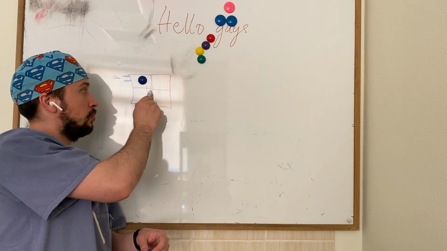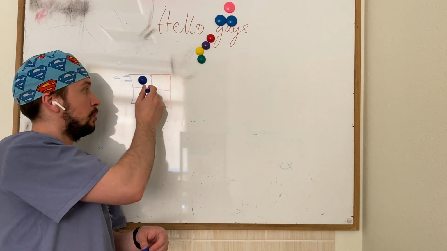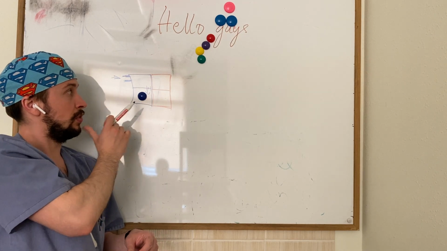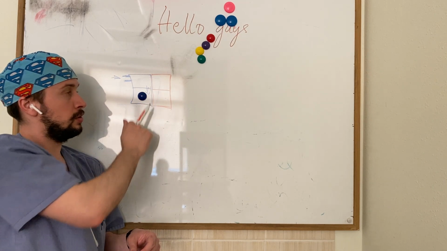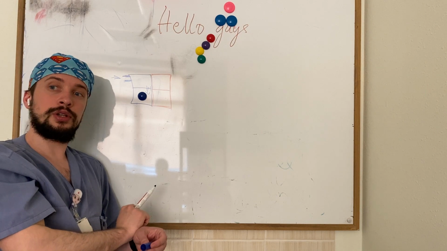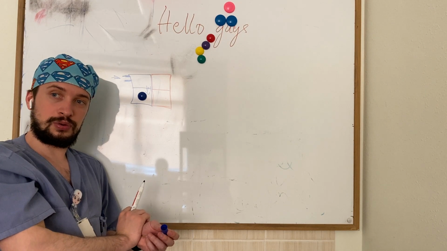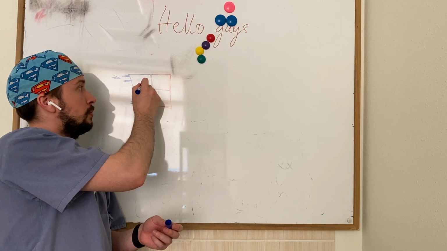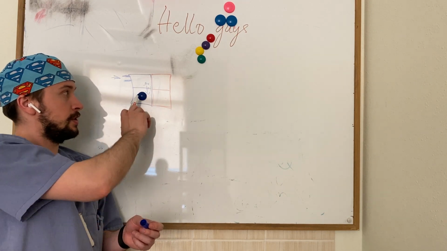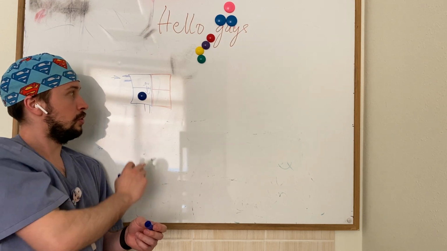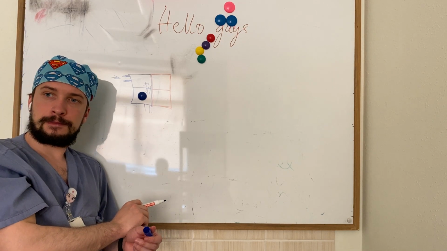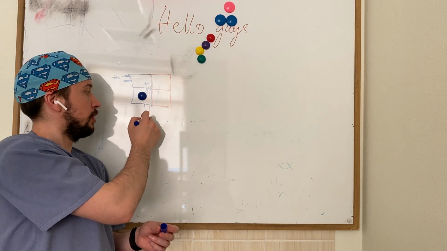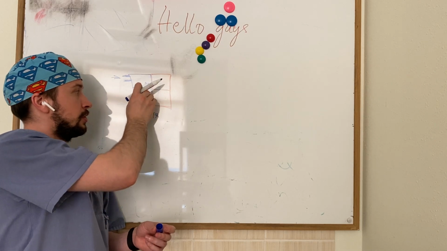Then it goes to the right ventricle. And what is this? Tricuspid valve. Tricuspid valve. Okay. And then it goes out. How? Pulmonary artery.